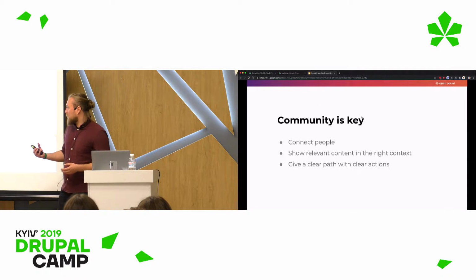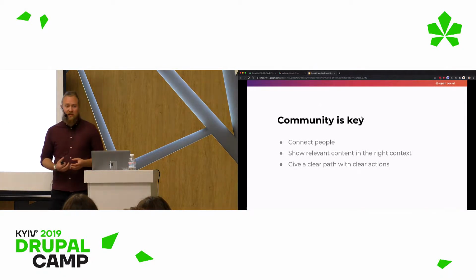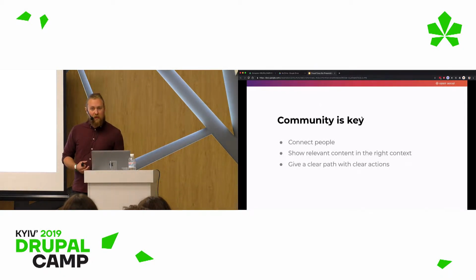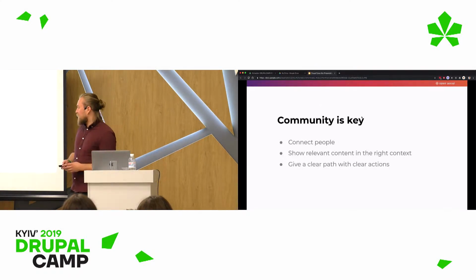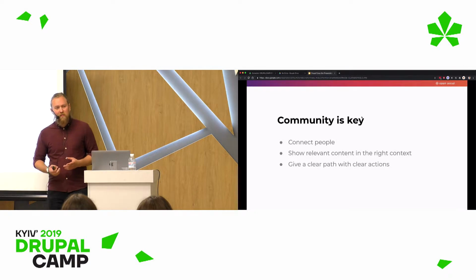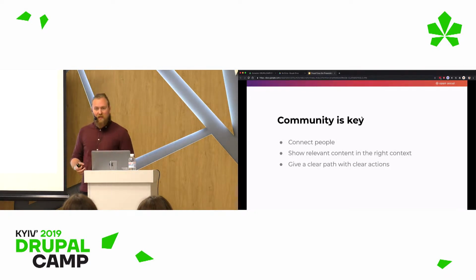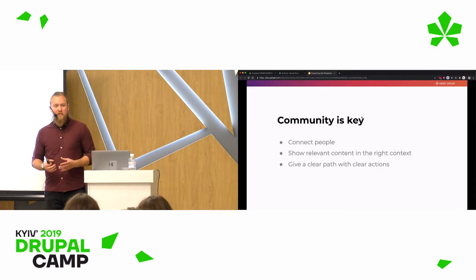And the relevant content in the right context is also very important for us. So show valuable content for users when they search it and where they search it. And another point that is very important is that you give a clear path and a clear action for the users. So oftentimes you see, especially in flatter platforms, it's way easier. You have a menu structure, you show a few CTAs and a contact form or something.